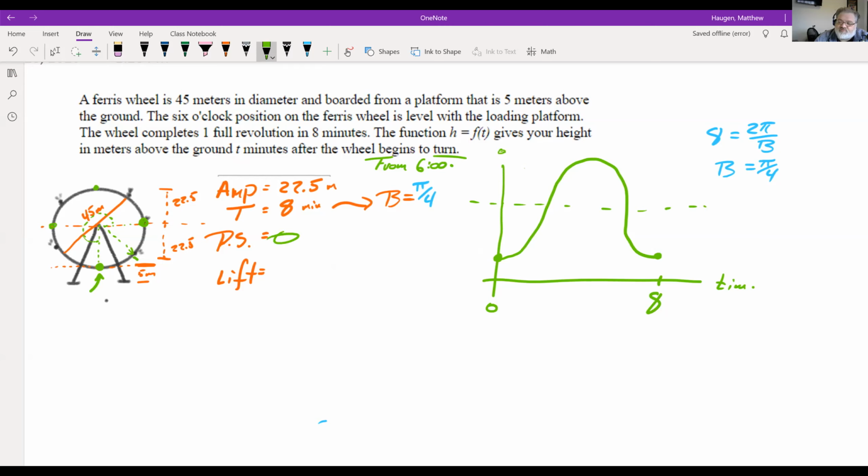So, phase shift, 0. So what about our lift? How much is our lift, or where is our equilibrium line? Dominic, 27.5. Perfect. 27.5. We've got to go that 22, but remember the whole thing is lifted 5 meters up. So you added those 5 meters and got our center line at 27.5. And that's going to be 5. And that top part is going to be at 50.